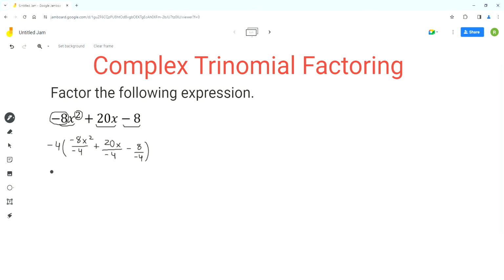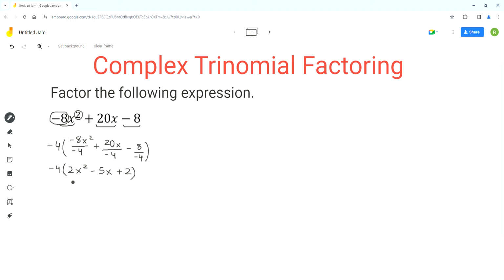Now we have to simplify these fractions. In the first fraction, negative 8 divided by negative 4 is equal to 2. So we get 2x squared. And then 20 divided by negative 4 is negative 5. So we get negative 5x. And now negative 8 divided by negative 4 is equal to positive 2. So this is the new expression we get after we factor out negative 4 from all 3 terms.